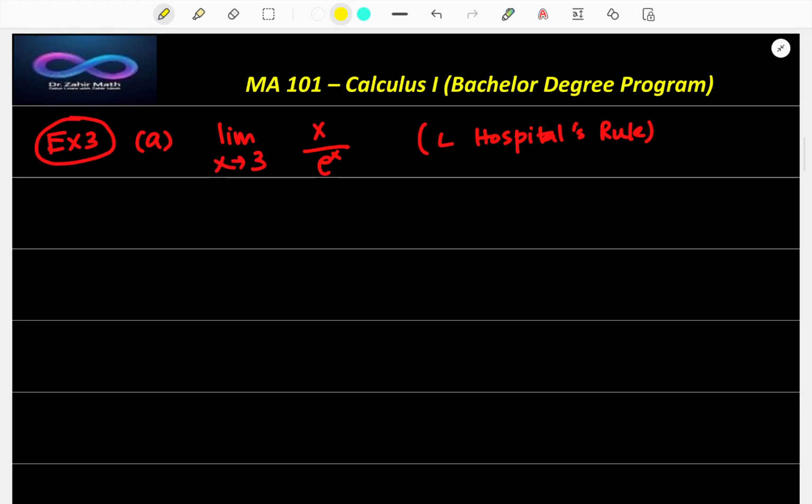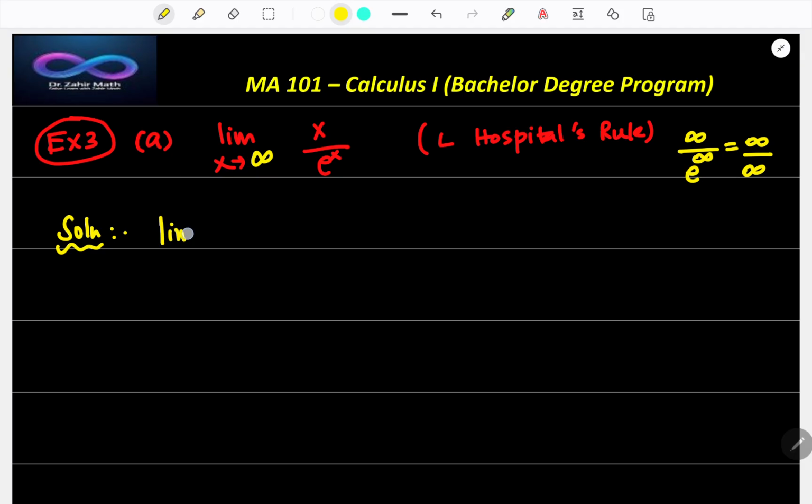Let's go for the next question. Limit x tends to infinity, x divided by e power x. Sorry, this is not 3, this is infinity, right? x is equal to infinity, divided by e power infinity. So the numerator equals infinity, and e power infinity is also infinity. So it is infinity by infinity, which is an indeterminate form.